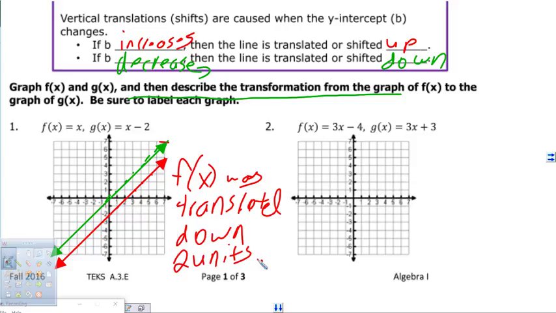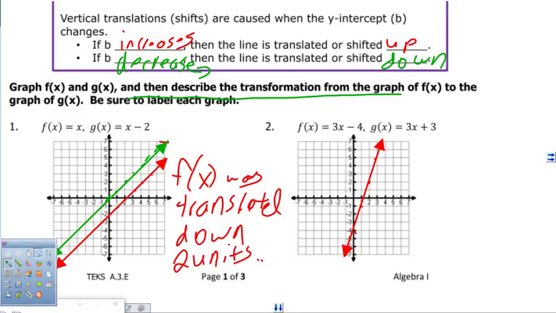Pretty much the same thing. Same process, same idea. We're going to start off at negative 4. We're going to go up 3 over 1. Up 3 over 1, 1, 2, 3 over 1. Same back over the other way. And then we can go ahead and pull a line across there, just like that.